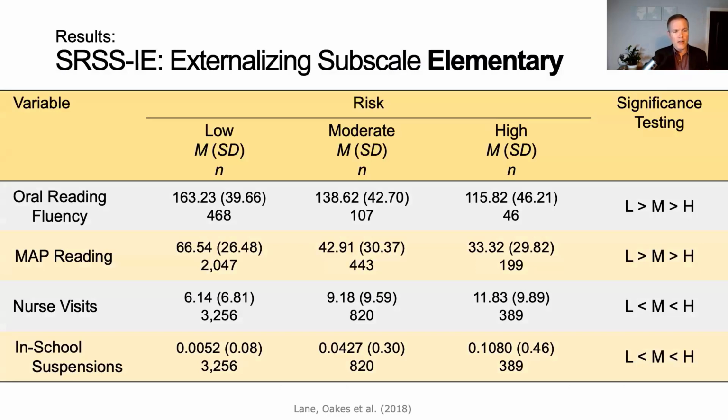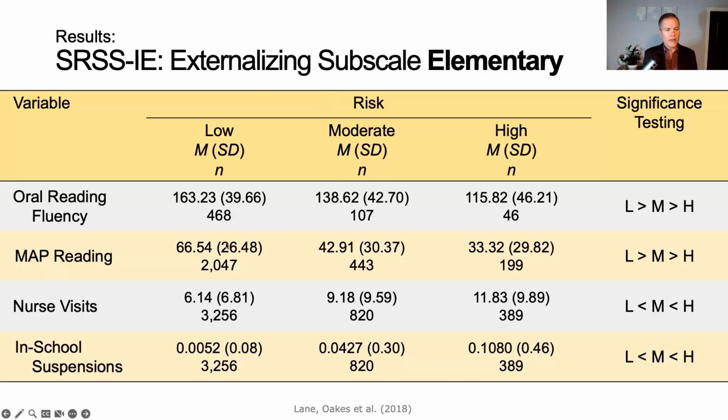If you look at the column where it says low risk, these are students that screened in at fall in the low risk category. There were 468 students, and for those that screened in at low risk in the fall, by the end of the year, in spring, for oral reading fluency, this was their average score. So you can see as they went up in risk level, their oral reading fluency score went down.